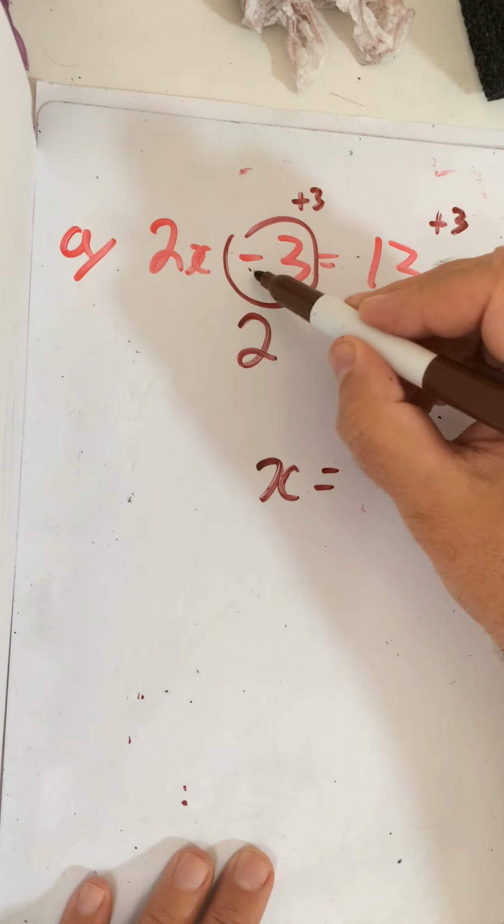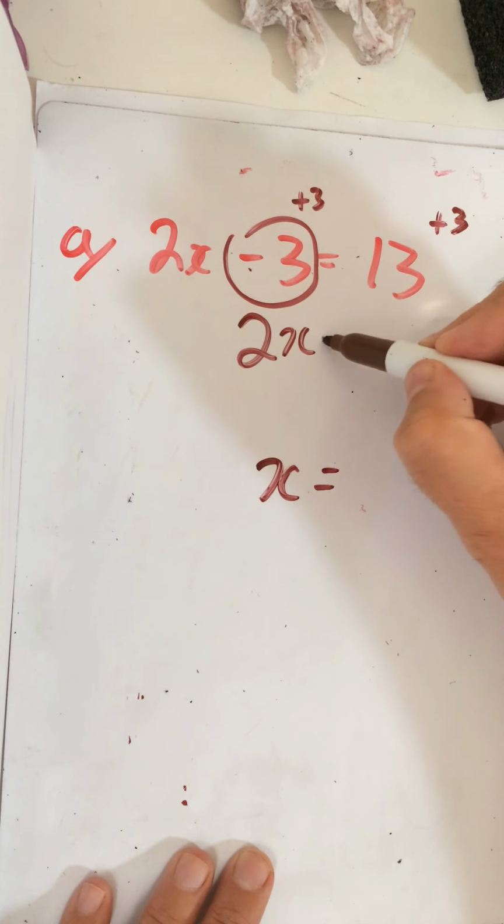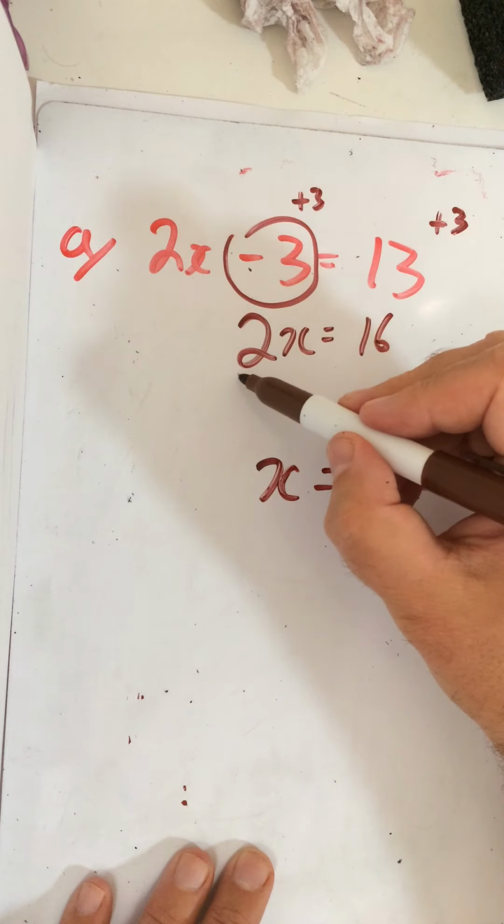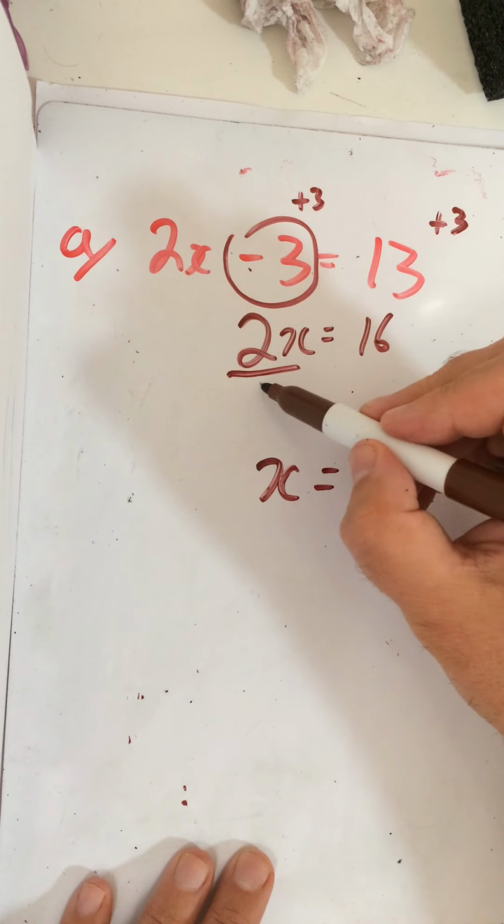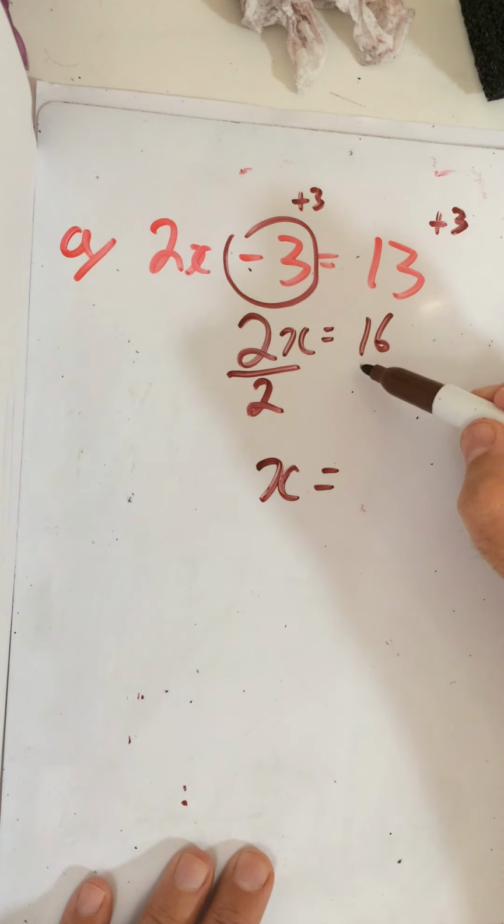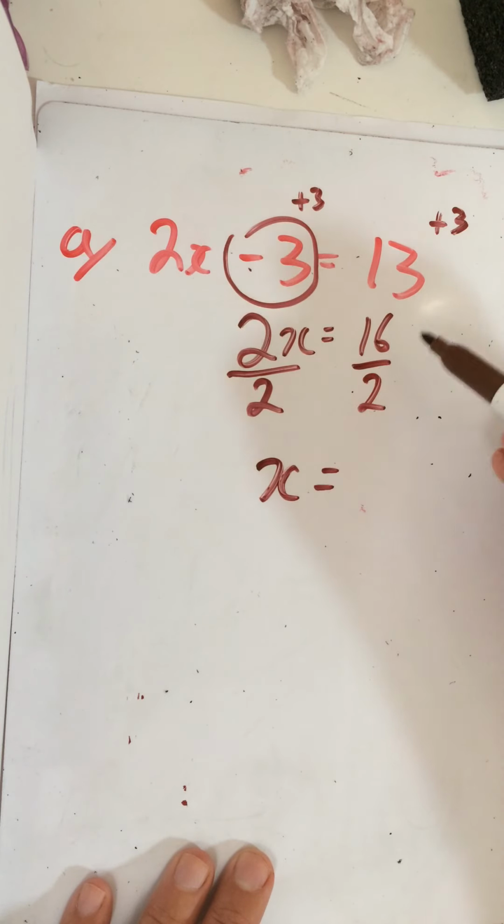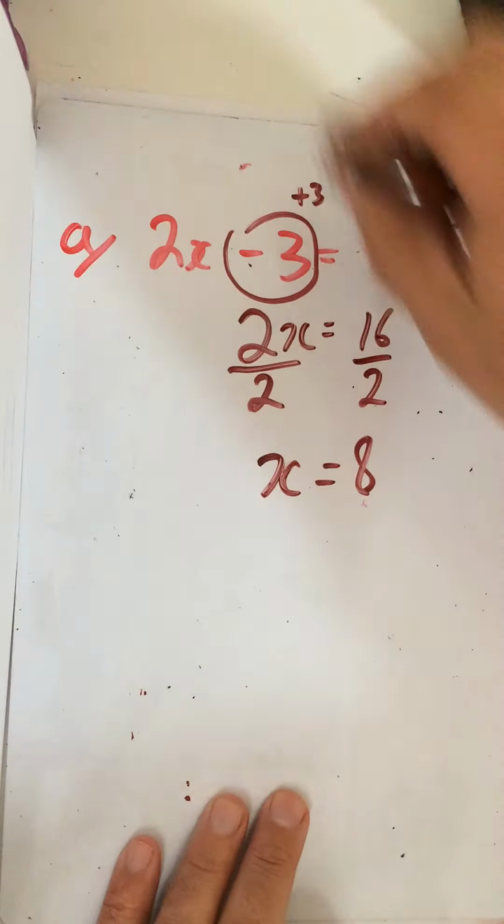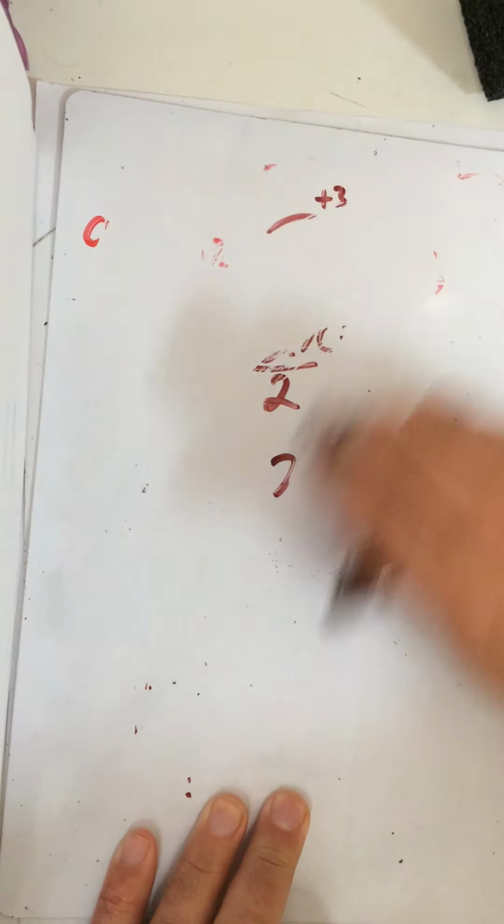Now we're left with 2x is equal to 16. This is 2 times x, so I'm dividing by 2, doing the opposite operation. It's the balancing method, 2 on the other side, so x equals 8. Good. Hopefully we're fine on that.